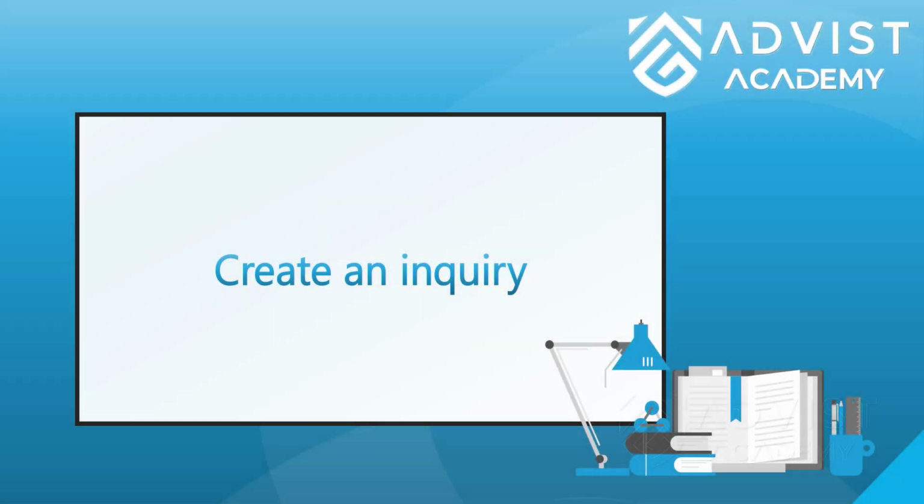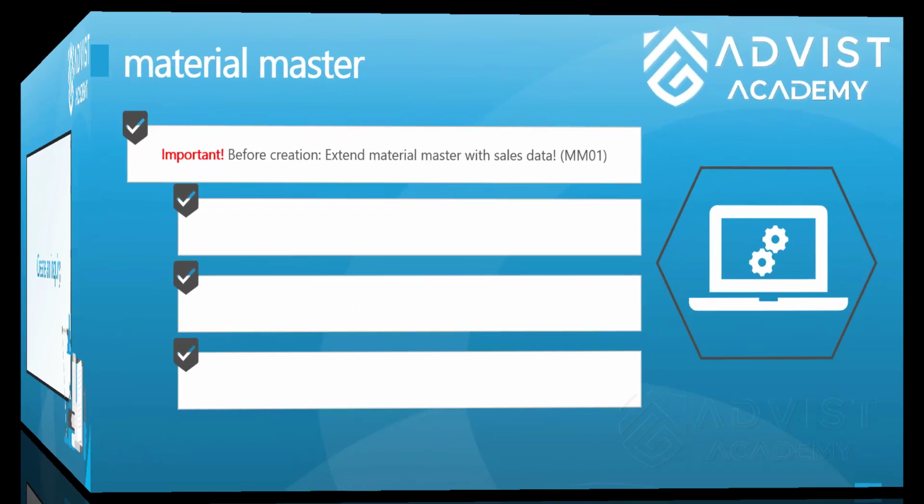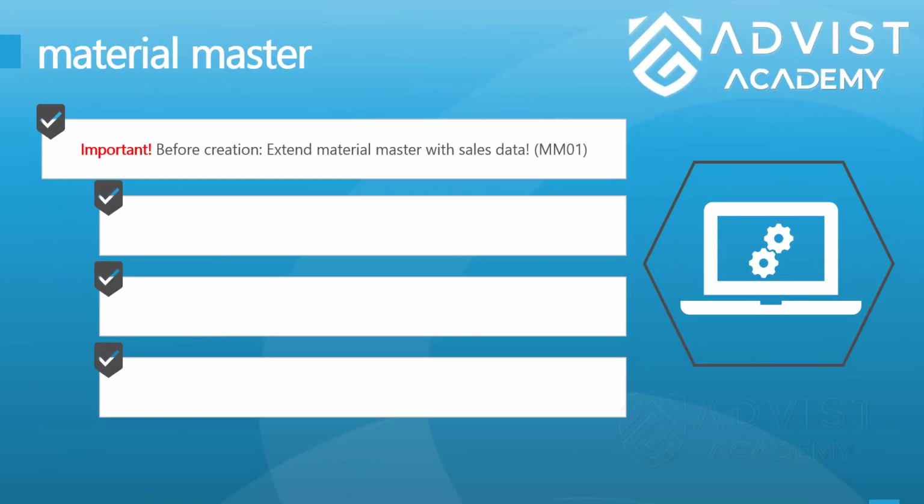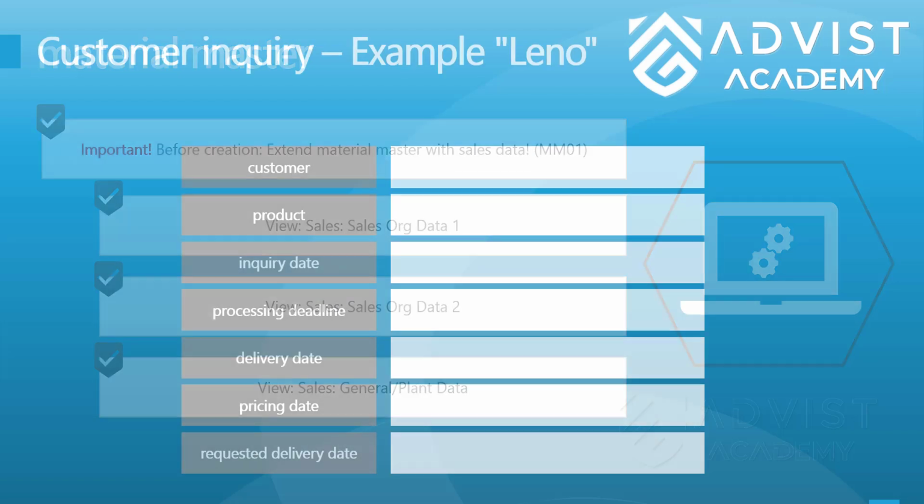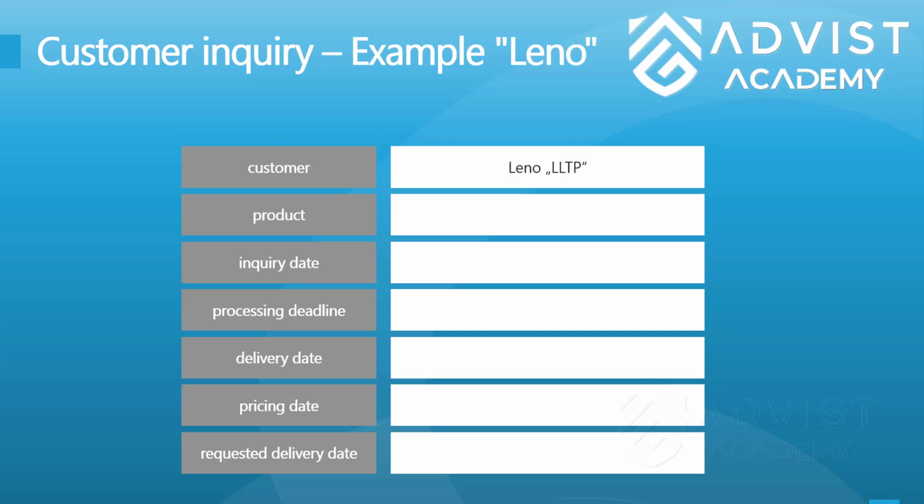In this video, we will take a look at how to manually create an inquiry. Before the inquiry can be created, the material master for the required material must be extended with sales data. The customer Leno submits a written inquiry for 15 laptops, Laptop 2400. The inquiry should be processed by the end of the month.